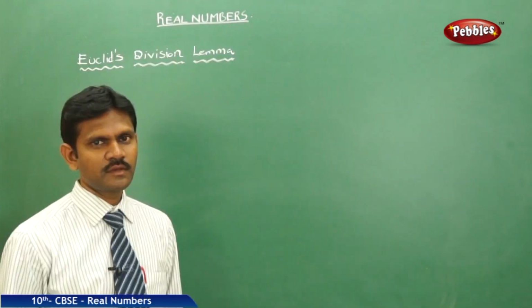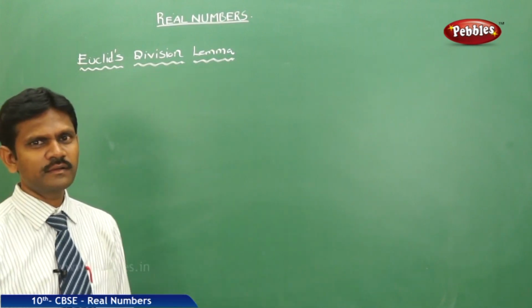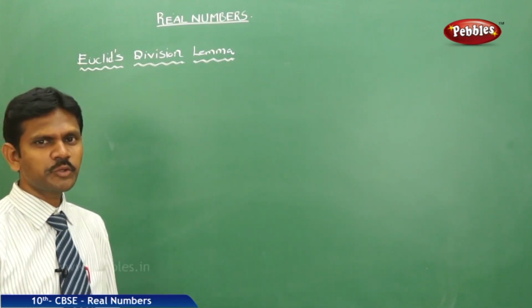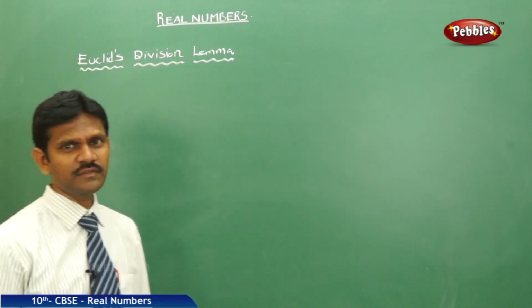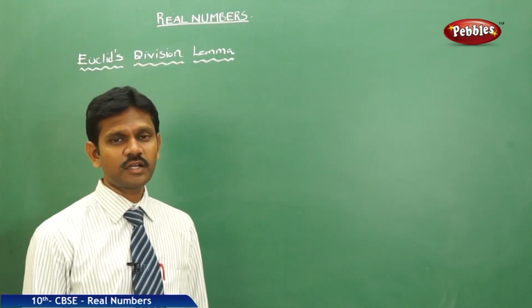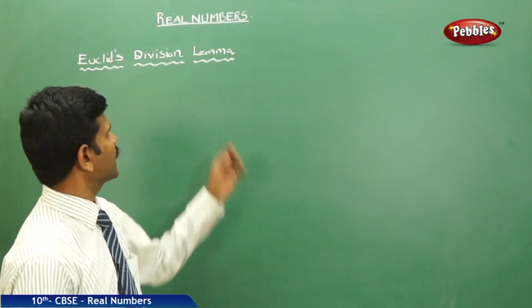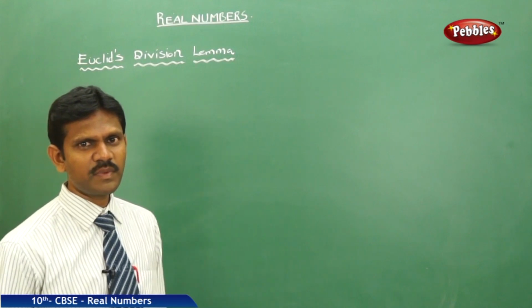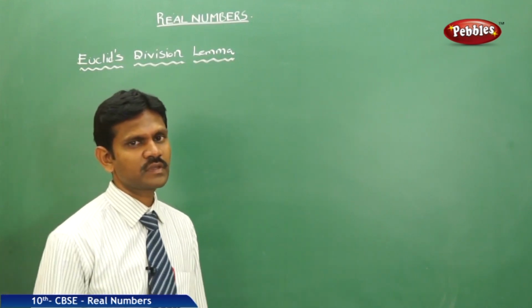Okay, our next topic is Euclid's division lemma or Euclid's division algorithm. We know the meaning of algorithm: an algorithm means a step-by-step procedure to solve a problem. And a lemma means a connective to a theorem, or a part of a theorem.